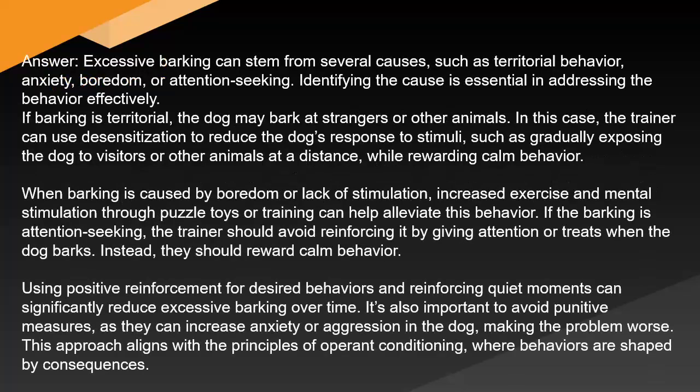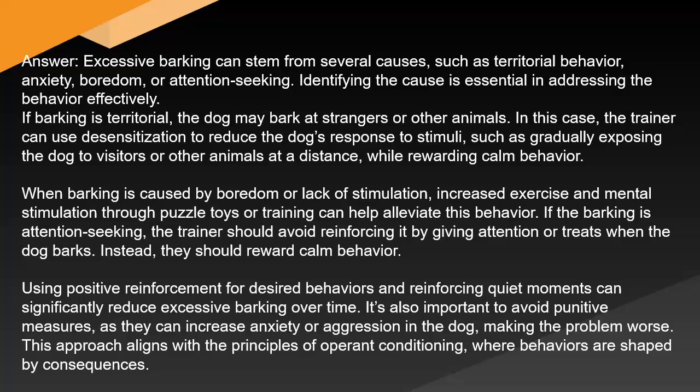Answer: Excessive barking can stem from several causes, such as territorial behavior, anxiety, boredom, or attention seeking. Identifying the cause is essential in addressing the behavior effectively. If barking is territorial, the dog may bark at strangers or other animals. In this case, the trainer can use desensitization to reduce the dog's response to stimuli, such as gradually exposing the dog to visitors or other animals at a distance while rewarding calm behavior.